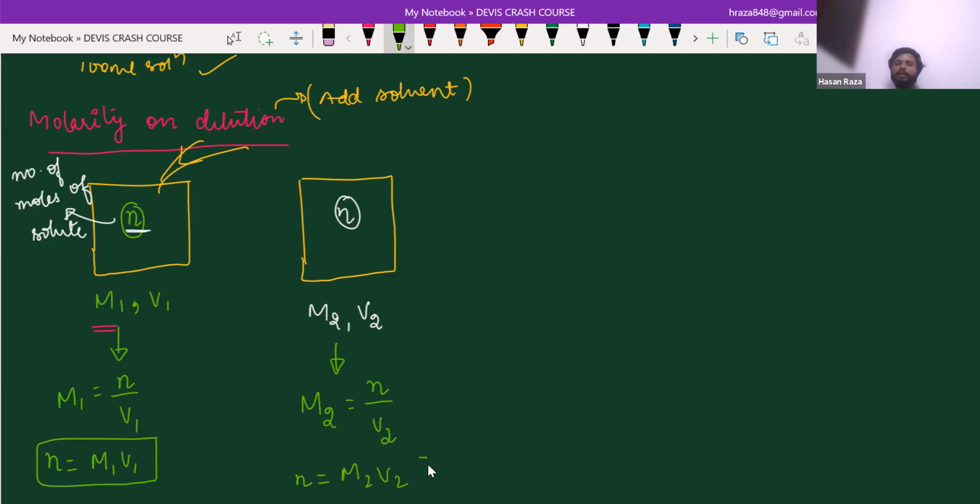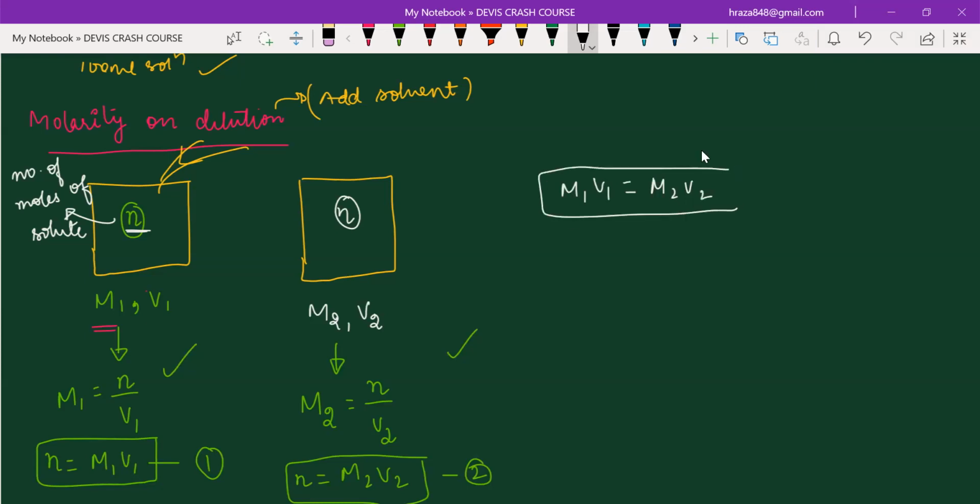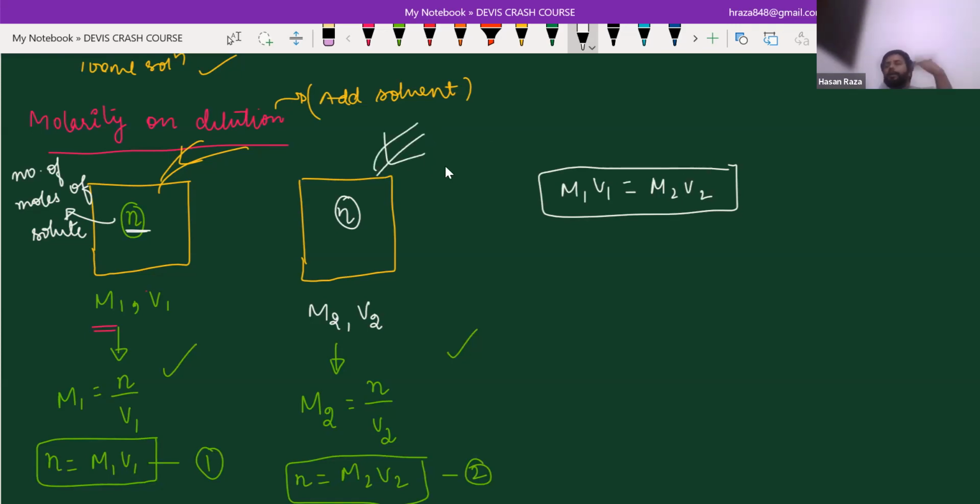Now you understand that this is the second equation. Before dilution this is, and after dilution, but in both cases the number of moles of solute are the same, N. That means M1 V1 is equal to M2 V2. So whenever the questions on molarity are about dilution, we are going to use this. If you dilute it again and keep it in a third container, that will be M1 V1 is equal to M2 V2 is equal to M3 V3.